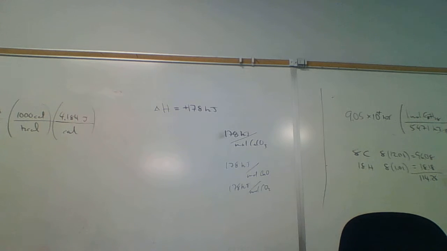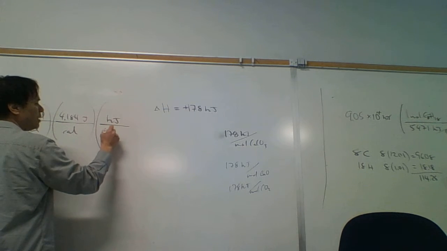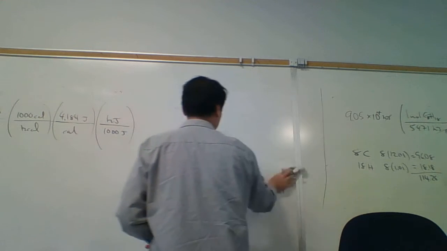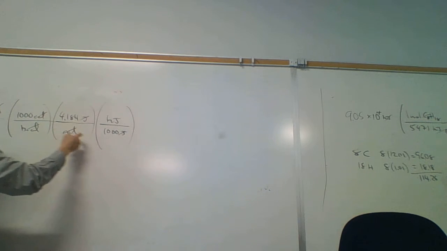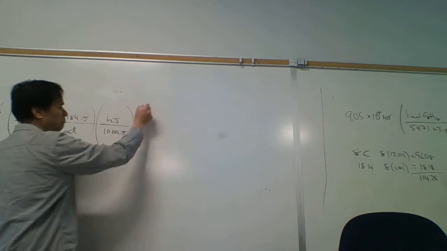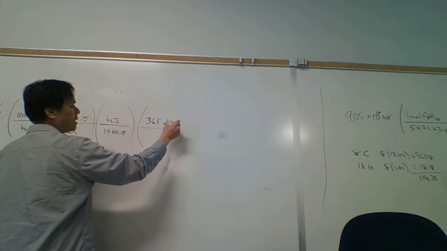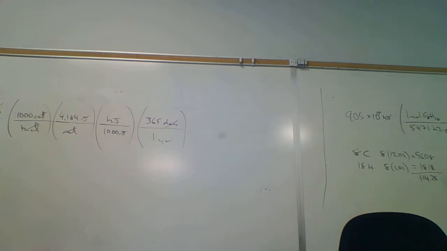I'll give you that. And so that gives us joules, but we want kilojoules on the top. So for every kilojoule, we have 1,000 joules. And so on the top now, we have kilojoules. Kilocalories cancel, calories cancel, joules cancel, leaving us kilojoules. Now on the bottom, we don't want days, we want years. So we can do this: 365 days per year, and the days will cancel out. That'll give us kilojoules per year.